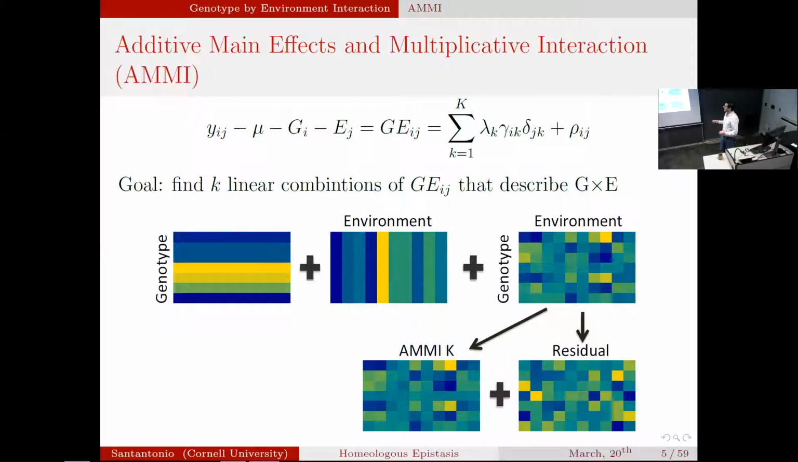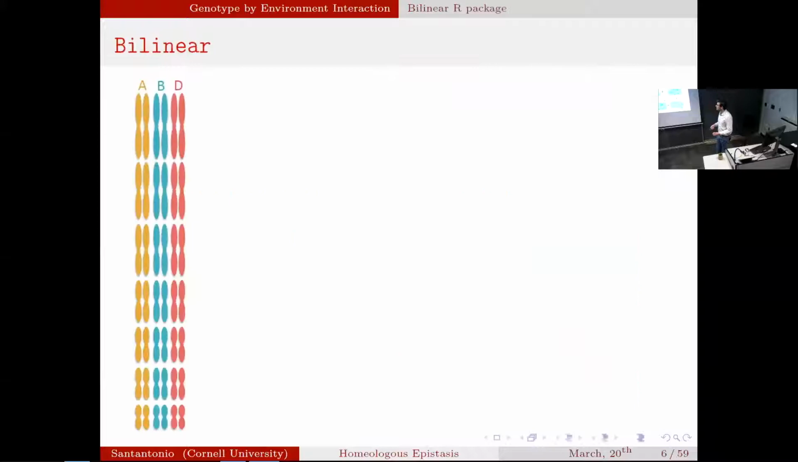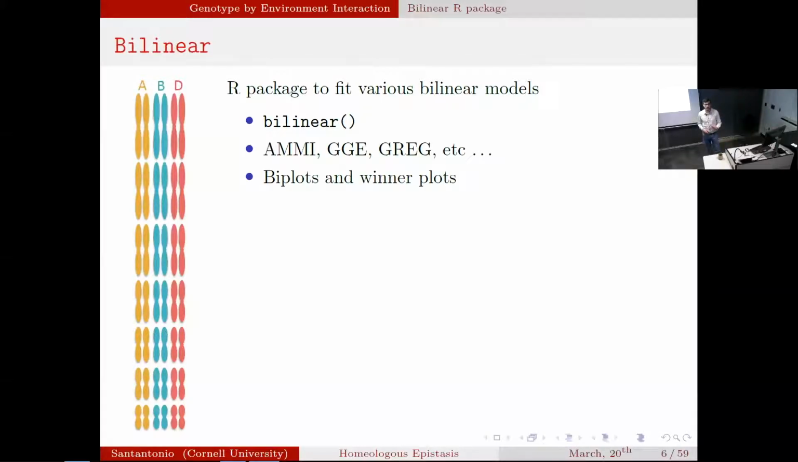Now, estimating how many of these we should pull out, so we're trying to find K of them, is another problem, especially for unreplicated data, because the G by E effect and the error are completely confounded. Okay, so I developed an R package called bilinear that fits AMMI models. It also fits other bilinear models such as the GGE and the GREG. I don't know, some of you may be familiar with these. I'm not going to talk about them in great detail. There's quite a bit of literature on this. My preferred method is the AMMI because I think it's the most parsimonious.